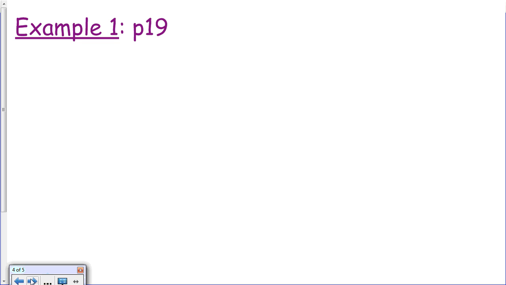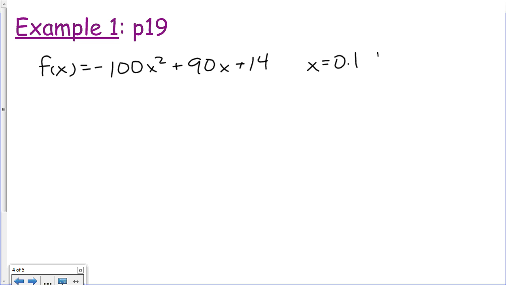All right, so let's write down our function here. f of x is equal to negative 100x squared plus 90x plus 14. And we're going from x equals 0.1 to x equals 1. Now, if you recall, this is actually the same function that we used in our second example from the last section. So we've actually seen this same curve before.